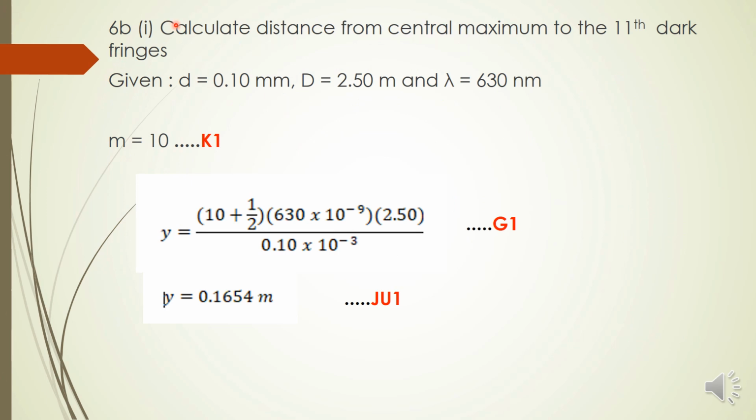B1, we find the distance from the central maximum to the 11th dark fringe. Okay, 11th dark fringe means the dark order is equal to 10. So we must subtract 1 from the given information, which is the 11th dark fringe. Okay, for this we get 1 mark for the concept method. Then to calculate the distance from the central maximum to the 11th dark fringe, the formula we use is m plus half lambda capital D over d. Okay, substitute all given information, get 1 mark for substitution, and the answer for Y equals 0.165 meter. The correct answer with unit gets 1 mark.